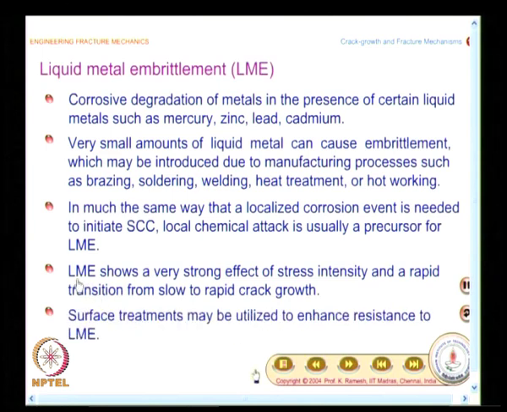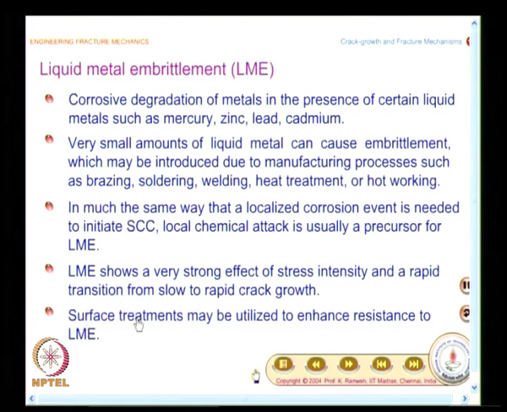And there is a typical characteristic of LME. It shows a rapid transition from slow to rapid crack growth. This is a very significant signal that the growth is precipitated by LME. And how can you minimize this? You can do it by proper surface treatments.